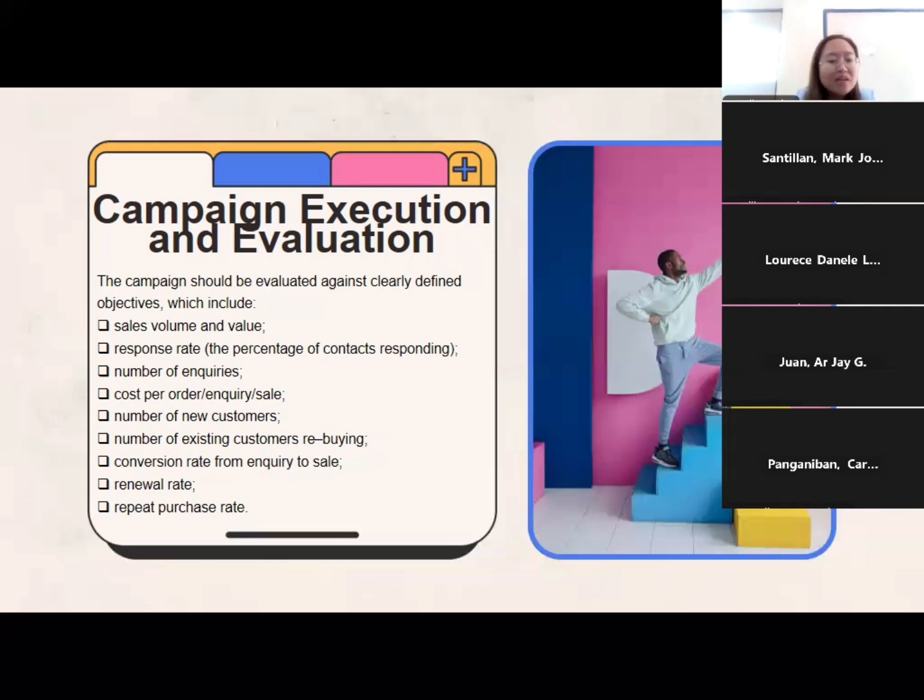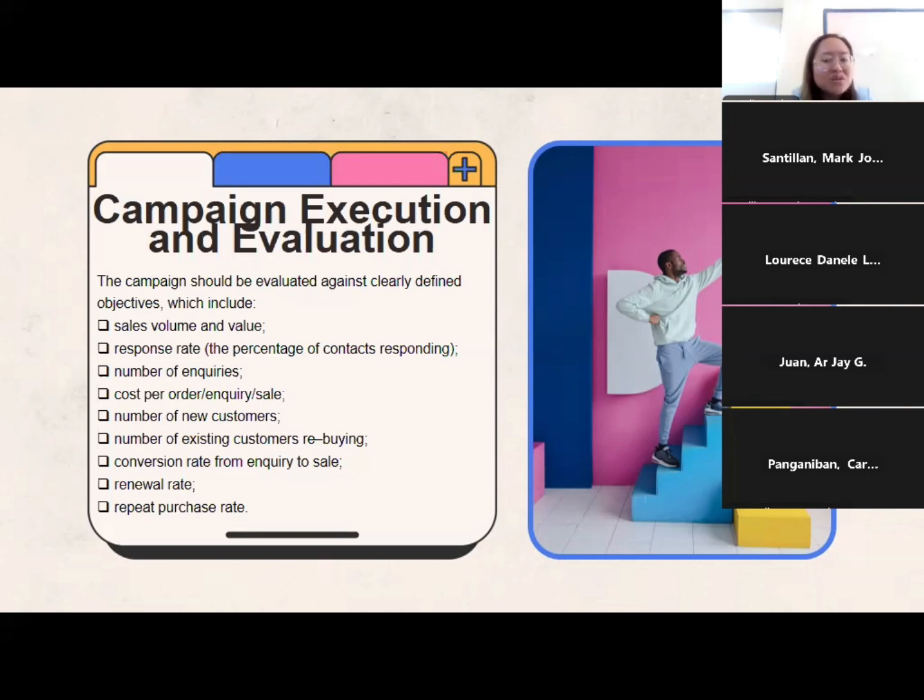And the number of new customers, how many customers you gain, and the number of existing customers rebuying your product, how many of your current customers made another purchase. Another is conversion rate from inquiry to sale, the percentage of inquiries that turn into sales. We also have the renewal rate, how many customers continued using your service after the initial period. And we also have the repeat purchase rate: how often do customers come back to you to buy again?